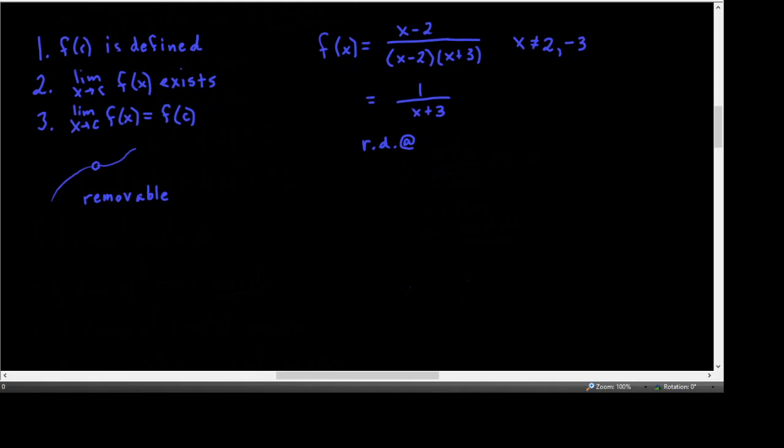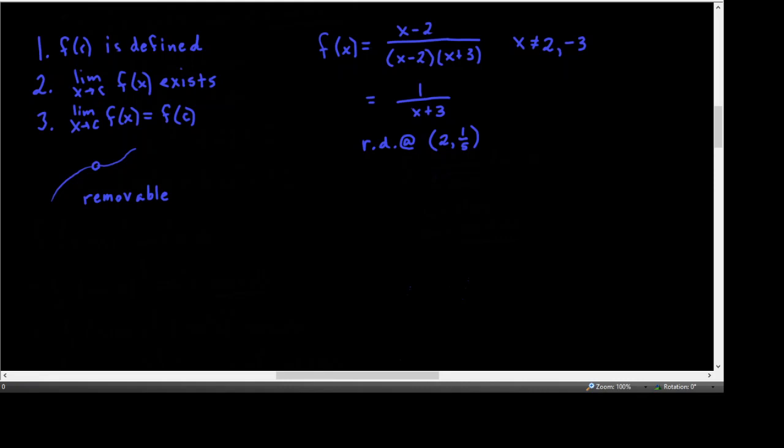Now, because the removable discontinuity is a point that's been removed, we need to know its coordinates. So it's not enough to say at x equals 2. I want you to say at the point 2 something. You can't substitute 2 into the original expression because that would have you divide by 0. But once you've canceled that out, you can substitute into the reduced form of that function and you'll get the coordinates of the removable discontinuity.